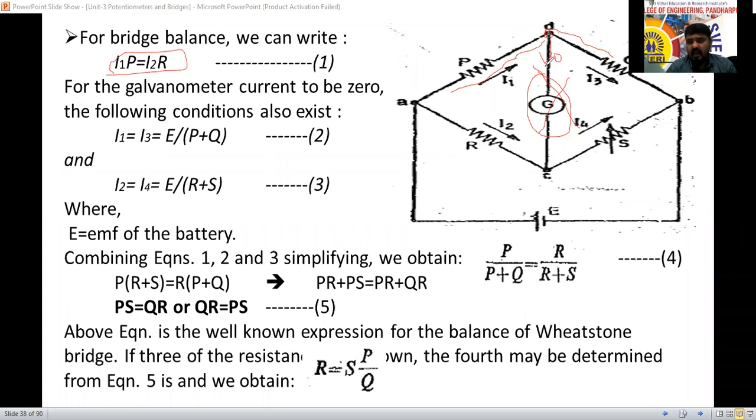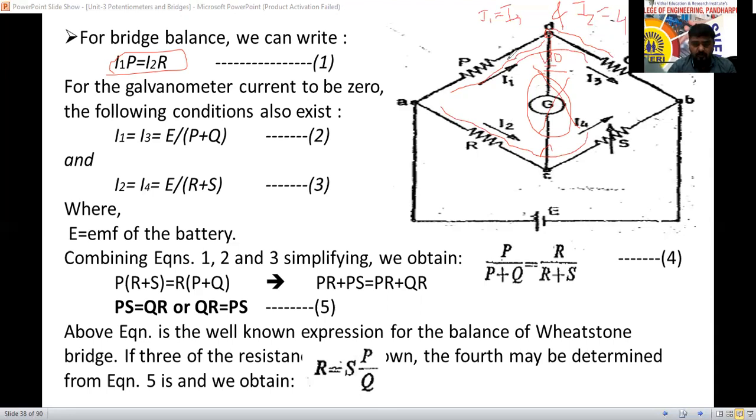So what can you write? I1 equal to I3. Under the balanced condition, I1 equal to I3, we can write here. And in the second condition, here I2 is flowing. Now, in the bridge balance condition, no current will flow here. The same current will flow through here. So I2 and I4 are both equal again. I2 equal to I4, we can write here.